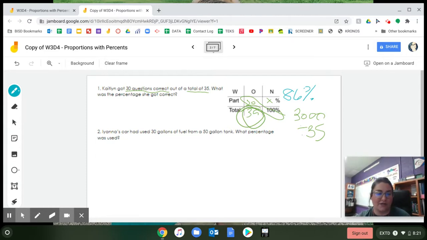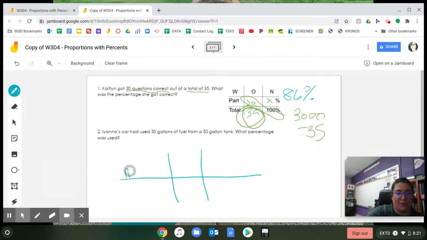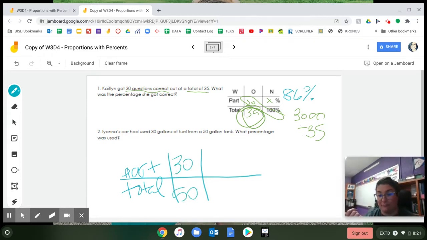All right, let's go ahead and look at number 2. So again, I'm going to set up my ratio table with part and total. Ayana's car had used 30 gallons of fuel from a 50-gallon tank. What percentage was used? So we have 30 out of 50. That's what we're given. The other number that's always going to be there in a percentage proportion is 100%. That's the other number that basically you are given. Because it's a percentage problem, we know that's the total percent.